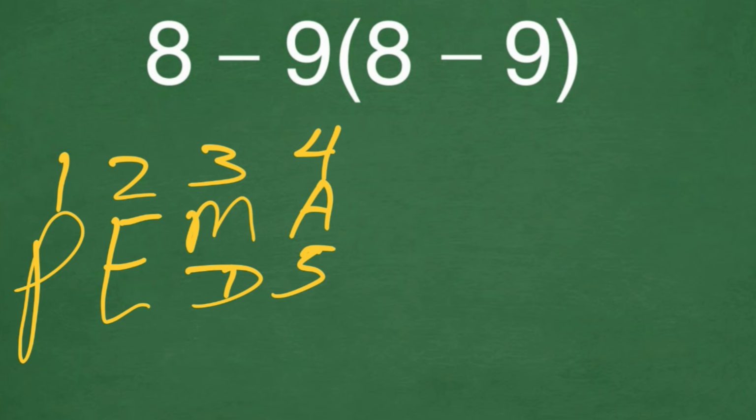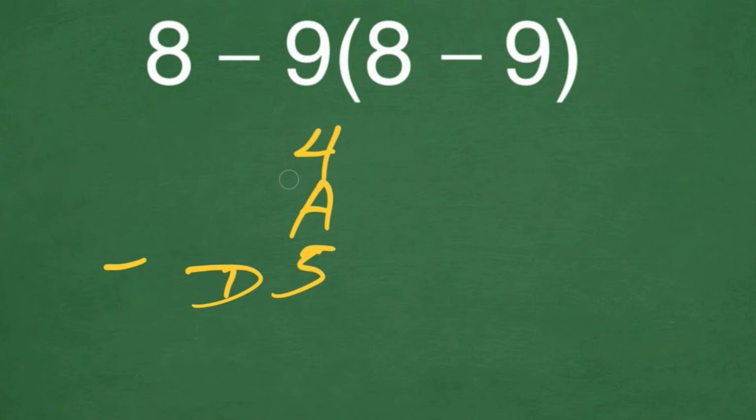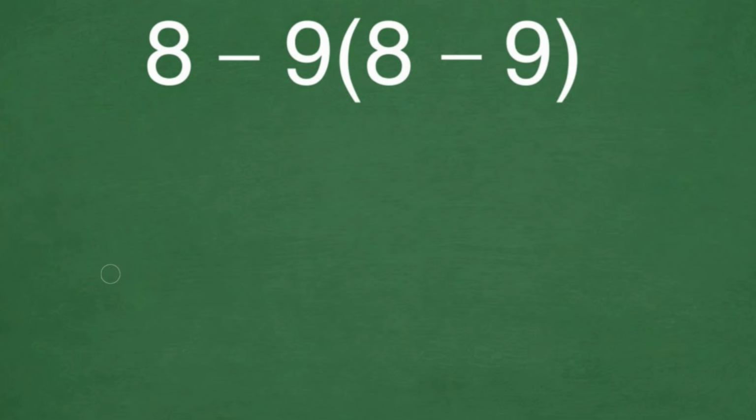So if we solve subtraction before multiplication, that is wrong, because multiplication has third priority. Multiplication has greater priority than subtraction. So we have to solve multiplication before subtraction. So in our problem, we have one parenthesis, one subtraction, and one multiplication. Here we have multiplication, right? So if a number is next to parentheses, that means multiplication.